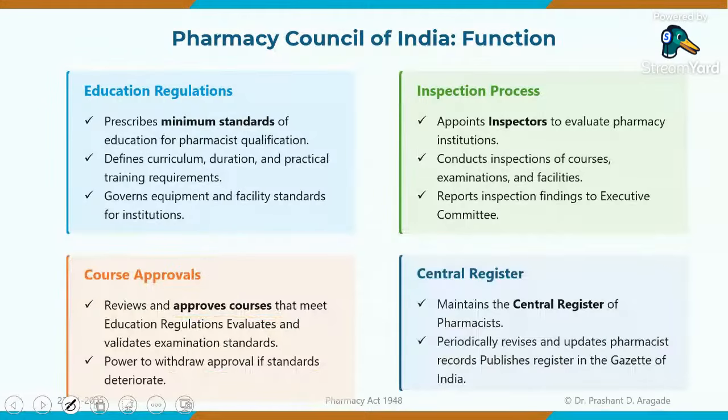Then the central register. The main function of the Pharmacy Council of India is to regulate the pharma regulations, and in that they have to prepare and maintain the central register of pharmacists. It means the names of pharmacists, or persons having the minimum qualification defined in the Pharmacy Act 1948, who have entered their name into the register of each state, isn't it?